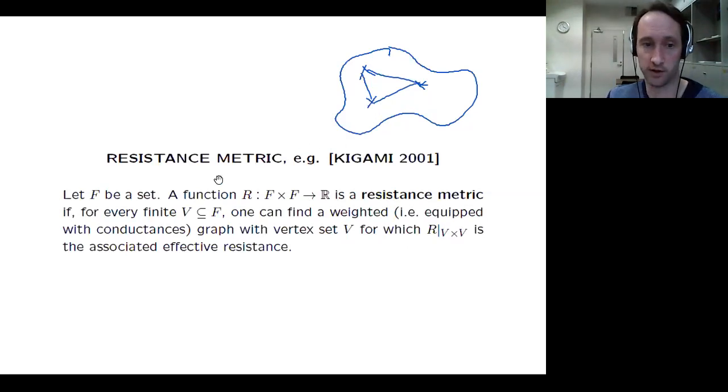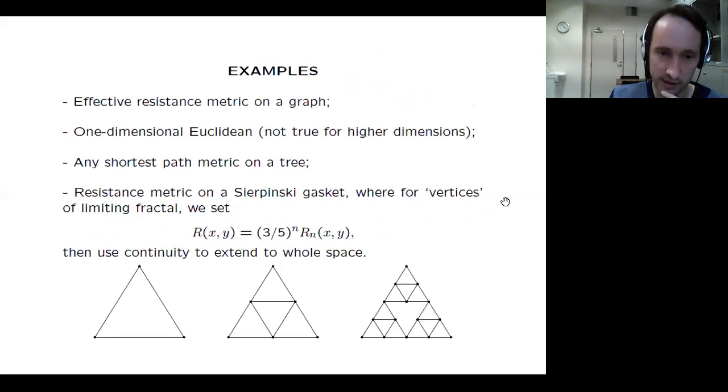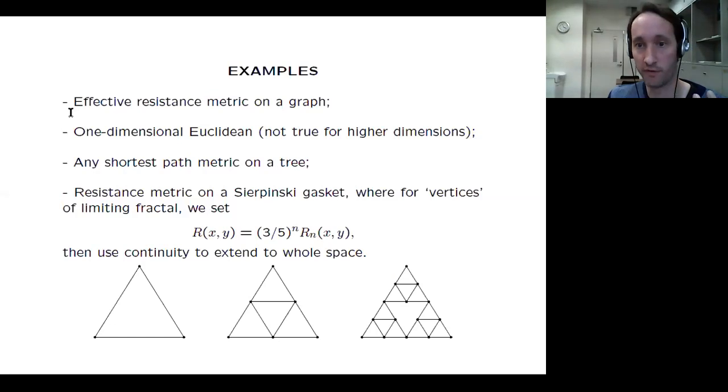So it's just saying that a resistance metric on a set is just a natural extension of resistance metrics on the graphs within that set, or can be seen as an extension of graph resistance metrics within that set somehow. And so, yeah, simple examples of this. Of course, the effective resistance metric on a graph is itself a resistance metric.